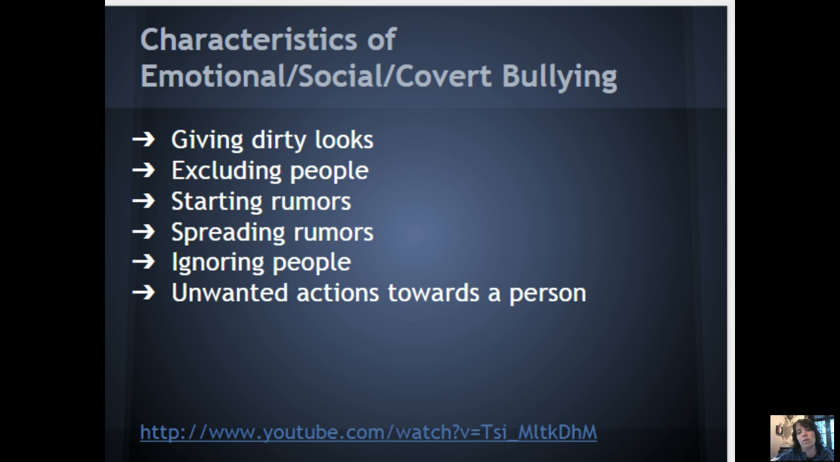The next one, emotional or social bullying. This one is most often used by girls, and it also happens most often in school. Giving dirty looks, excluding people. So suddenly there's no more room at our lunch table that you've sat at every other single day of the year. Suddenly you're not invited to the party this weekend that you were invited to a week ago. Spreading rumors or starting rumors are all examples of emotional and social bullying.